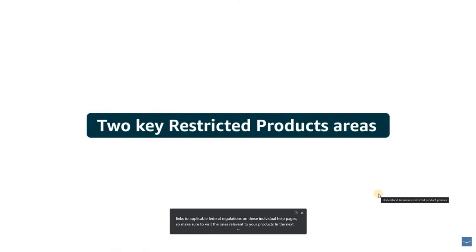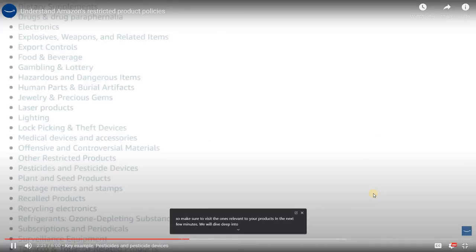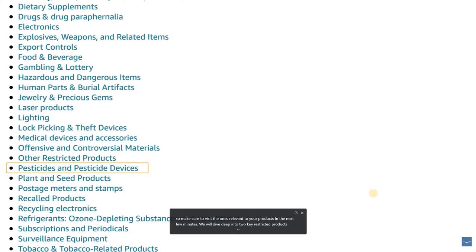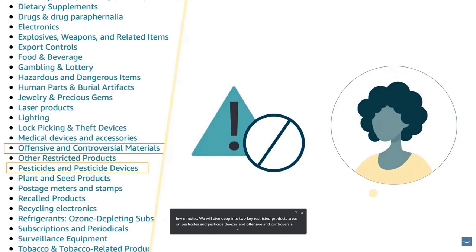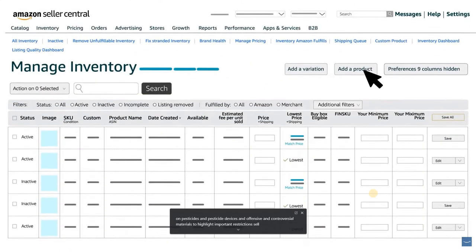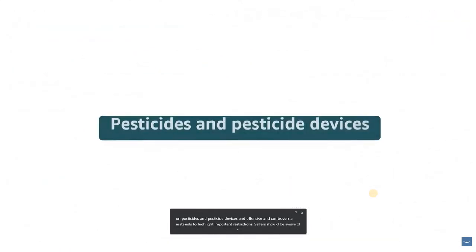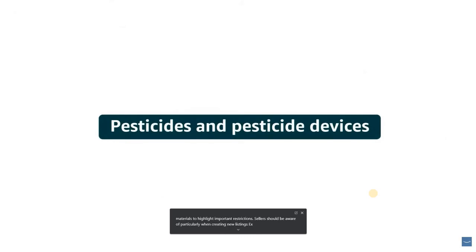In the next few minutes, we will dive deep into two key restricted products areas on pesticides and pesticide devices and offensive and controversial materials to highlight important restrictions sellers should be aware of, particularly when creating new listings. Example 1. Pesticides and pesticide devices.